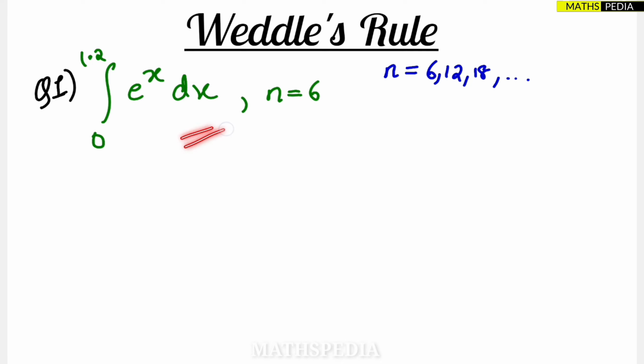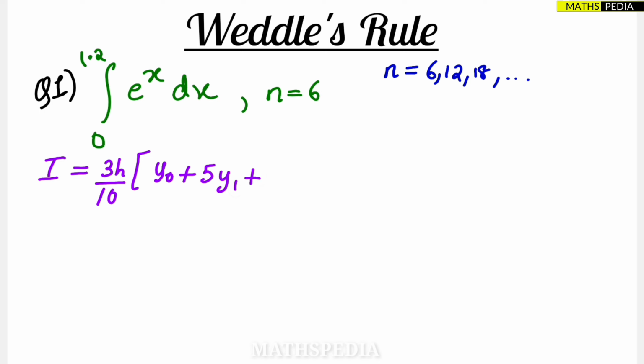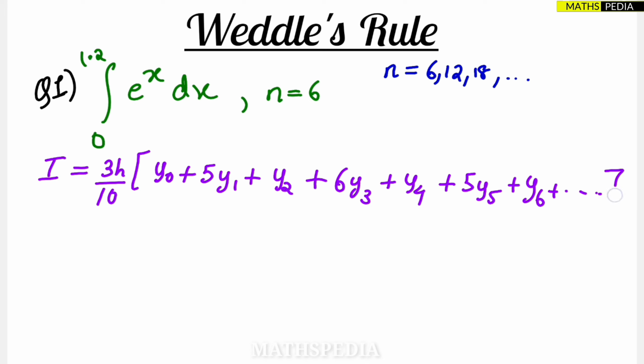Okay, so here the question is given. First we have to learn the formula for this one. The formula is: the definite integral is equal to 3h by 10 into [y0 + 5y1 + y2 + 6y3 + y4 + 5y5 + y6], and so on. Okay, this is the formula.